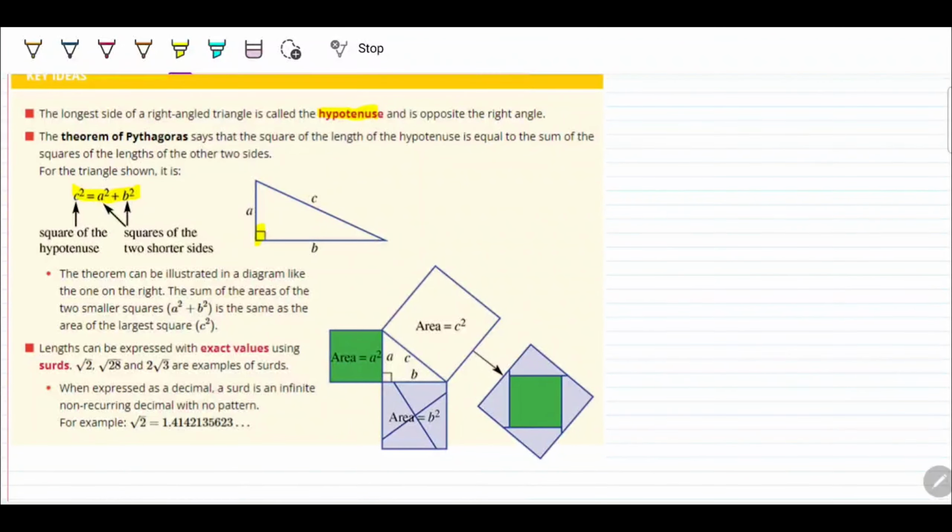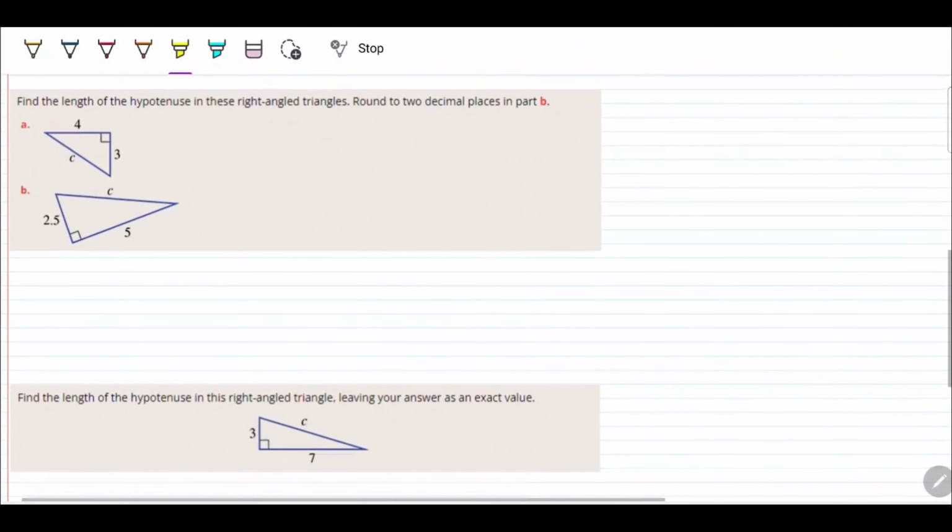So let's try a couple of these examples ourselves. Find the length of the hypotenuse in these right-angled triangles. Round to two decimal places in part B. For part A, if I'm trying to find the hypotenuse, you will remember the formula is a squared plus b squared equals c squared. A we can label as 3, b we can label as 4, and c we will leave as unknown.